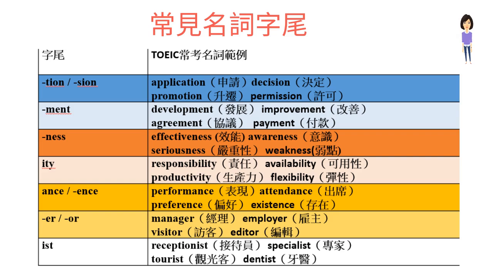Words with ment also come from verbs. Examples: development, growth or progress. Improvement, making something better. Agreement, a shared decision. Payment, the act of paying money.